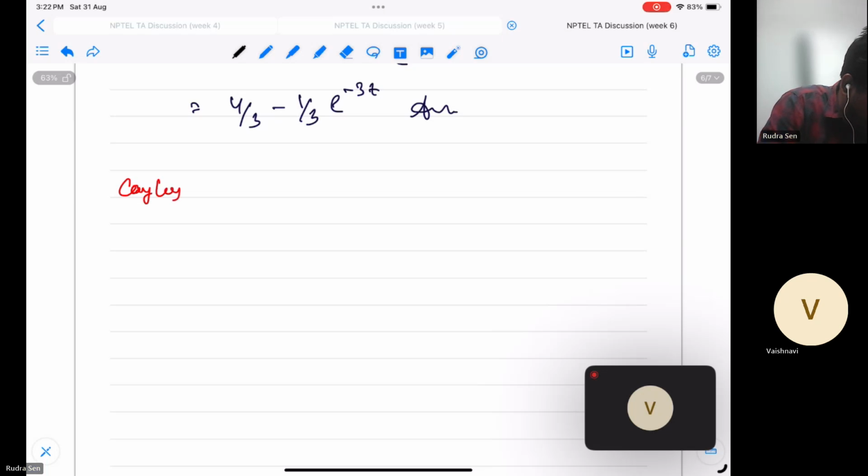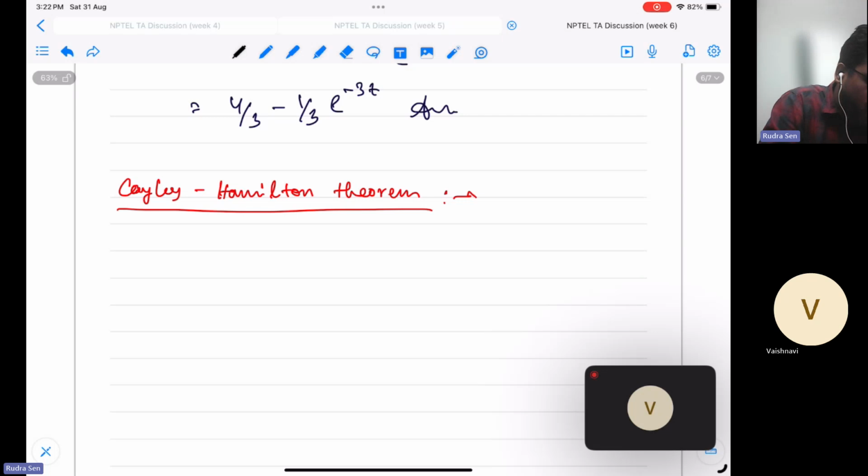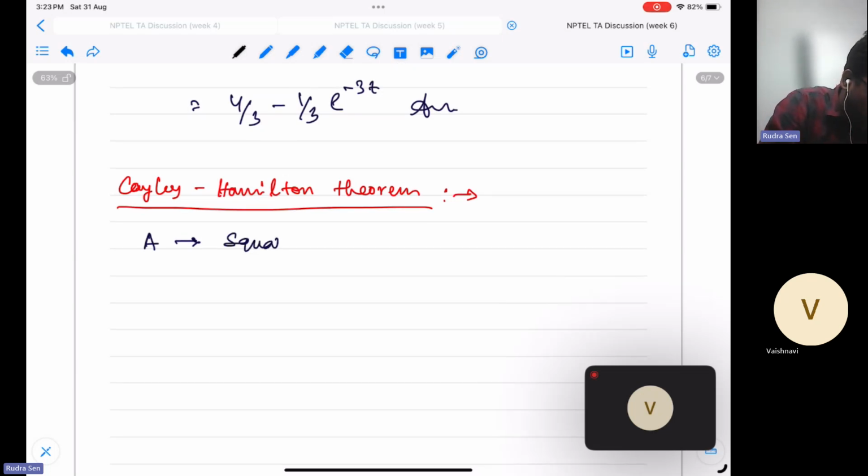So, I just move to the next, the Cayley-Hamilton theorem. The Cayley-Hamilton theorem says that every square matrix satisfies its characteristic equation. This is basically a layman-style statement of the theorem; I'm not going into details.